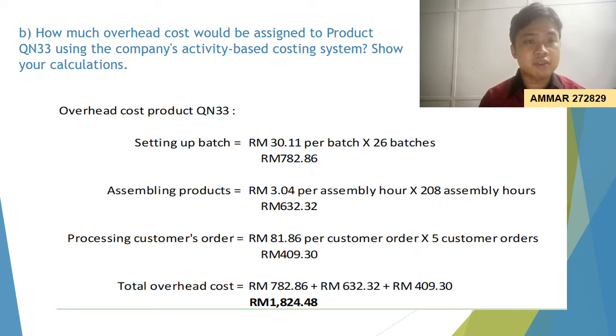So for assembly products, we have RM3.44 per assembly hour times 208 assembly hours, we get RM632.32. And for processing customer orders, RM81.86 per customer order times 5 customer orders, we get RM409.30. So we total the three activity-based costs, and we get RM1,834.48.